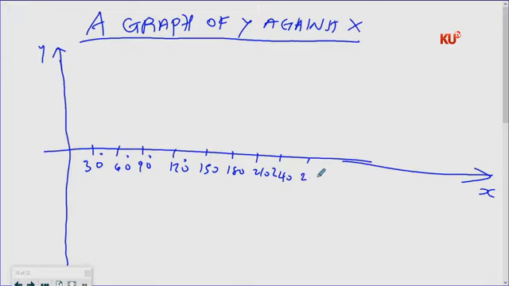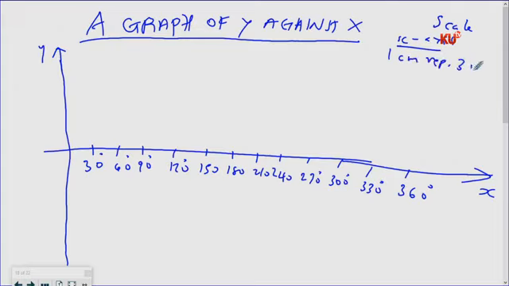240 plus 30 will give us 270, plus 30 is 300, plus 30 will give us 330 degrees, and finally 360 degrees. The scale should always be at the top right. So the scale here on the x-axis is 1 centimeter to represent 30 degrees. Of course, this is the origin.